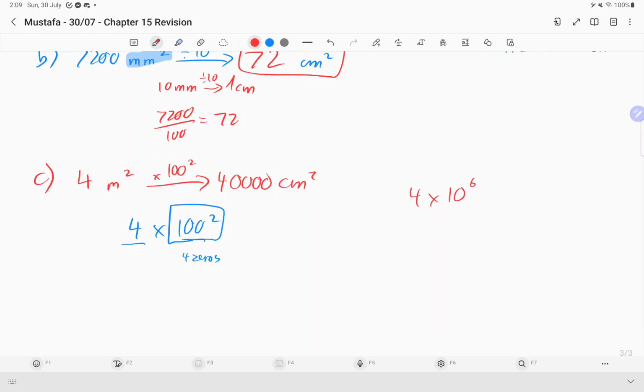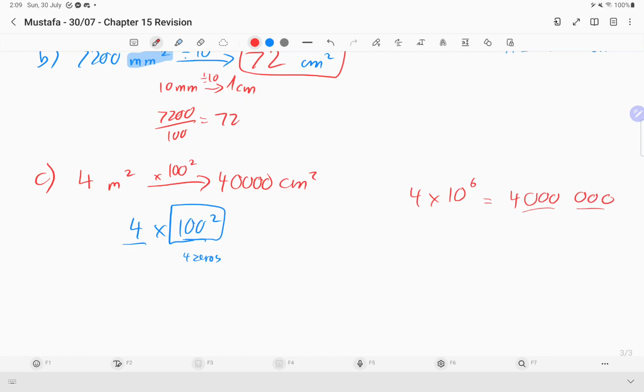Have you seen this before? No. No? 10 to the power 6 just means 10 times 10 times 10 times 10 times 10, 6 times. Yeah, I've seen powers before. Yeah, right? So this would be 4. 10 power 6 is how many zeros? It's 6 zeros, yes. And when you times it by 4, it's 4 and then 6 zeros. Once you've got the 6 zeros in, you can see that's 4 million.